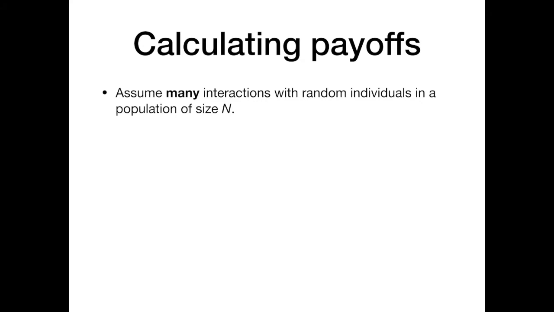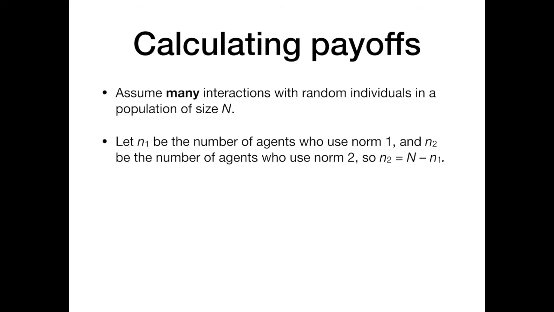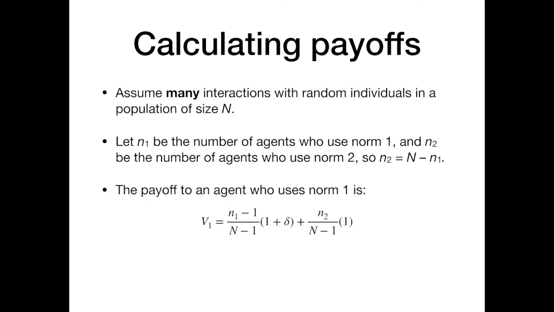So, how do we do this? To calculate an agent's payoff, we just need to know the proportion of other agents who do and do not share the agent's norm. So let's let n sub 1 be the number of agents who use norm 1, and n sub 2 be the number of agents who use norm 2. So in a population of size n, n sub 1 plus n sub 2 equals n. The payoff to an agent who uses norm 1 is determined by considering the expected payoff over time if interaction partners are random from the population.